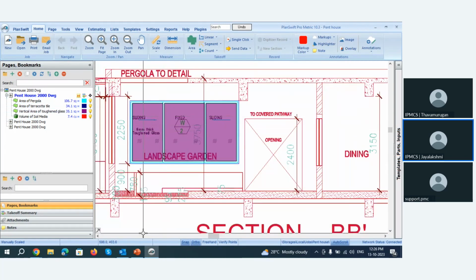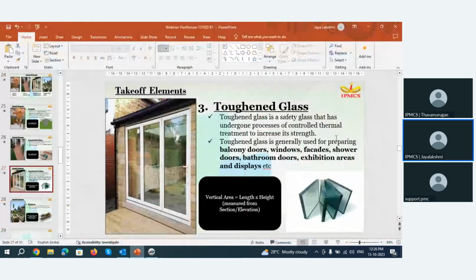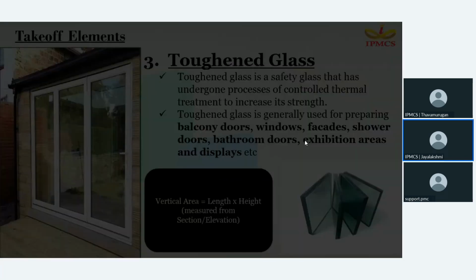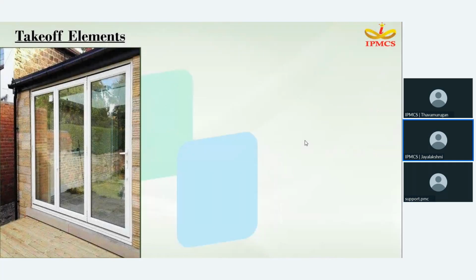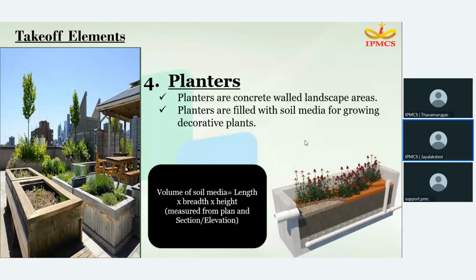Now, let us move on to the last one, which is volume of soil media. So planters are a concrete walled landscape area. It can be concrete or it can be brick also. Now the planters are filled with the soil media for growing decorative plants. Generally, we take the volume of the soil media, that is length into breadth into height. So for measuring these three values, we need plan, section, and elevation.